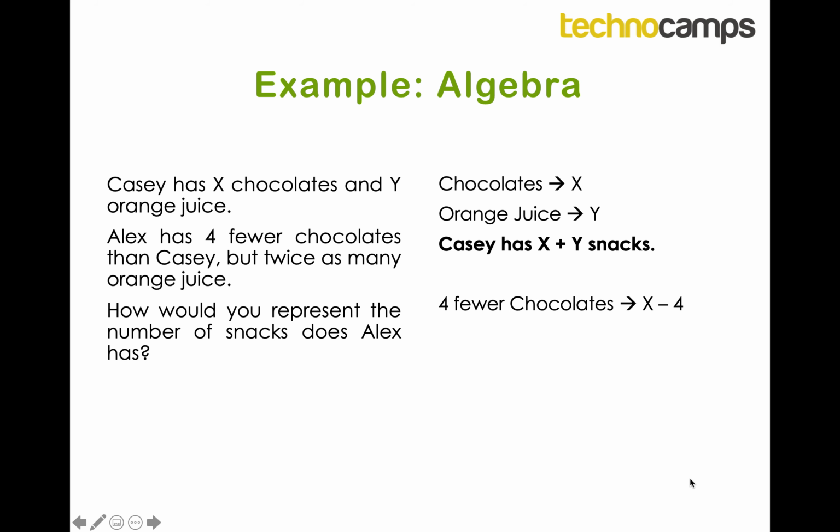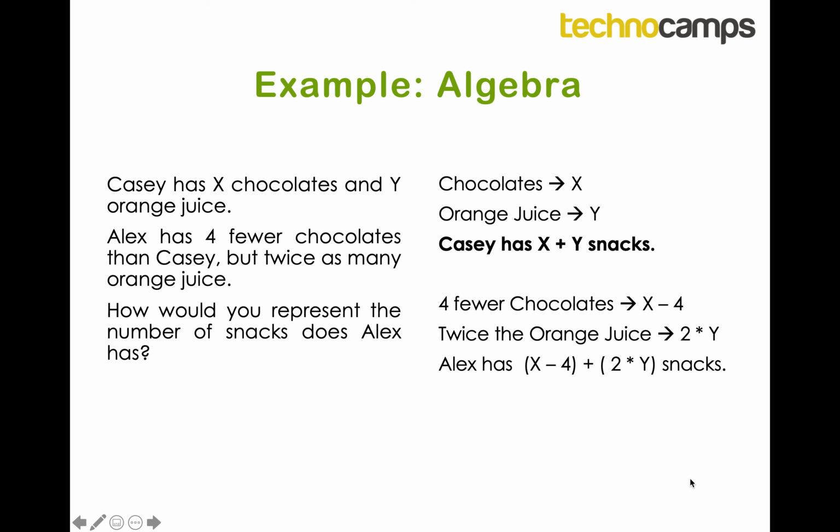Alex, we know, has 4 fewer chocolates. So X minus 4, because we know X is the number of chocolates that Casey has. Now, what about the orange juice? He's got twice the orange juice of Casey, right? So that will be 2 multiplied by Y. If she's got 3 boxes of orange juice, then he will have 6. Alex makes sure that he always has this amount in his stash. So that leads us to say that Alex has X minus 4 plus 2 multiplied by Y snacks.